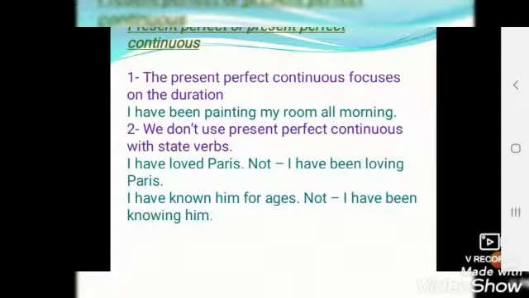Also, we don't use the present perfect continuous with state verbs. Like the example, I have loved Paris. It's true, but I have been loving Paris. It's wrong. I have known him for ages. Note the word known. I can't say I have been knowing him because it's a state verb.